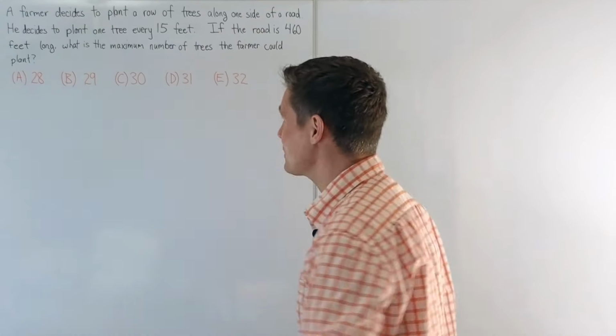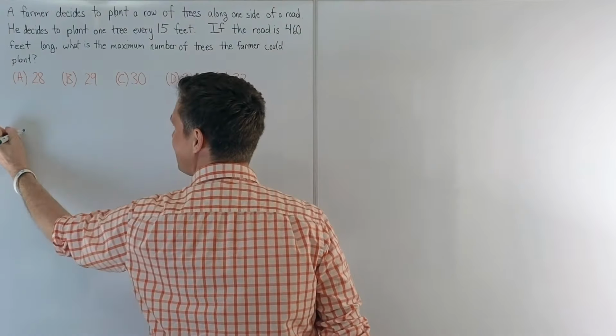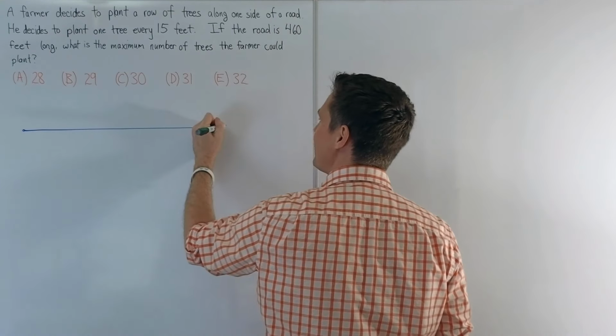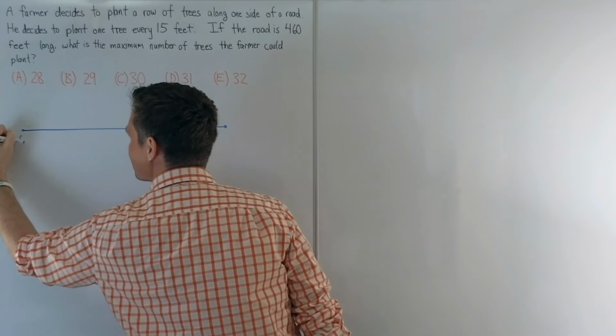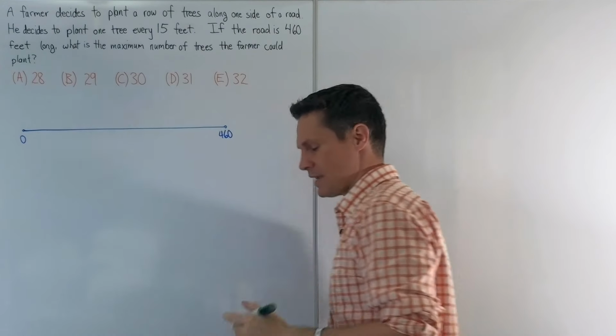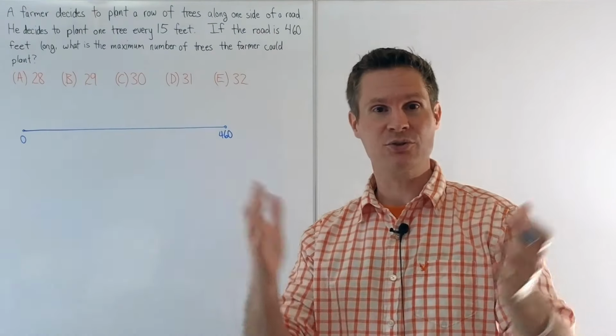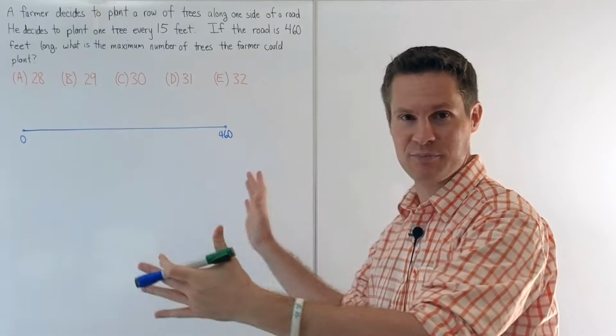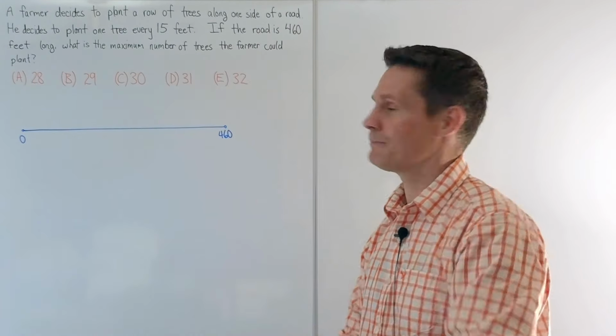For this question, let's represent the length of the road that the farmer has to work with right here. Let's represent our starting point as 0, end point as 460, and we want to know how many trees we can squeeze into this space if they're 15 feet apart.